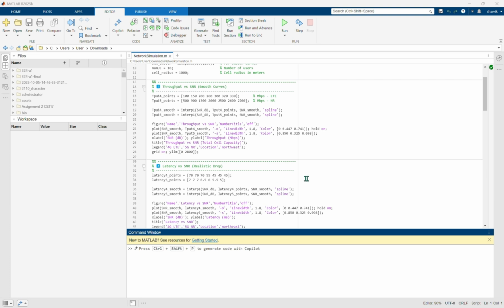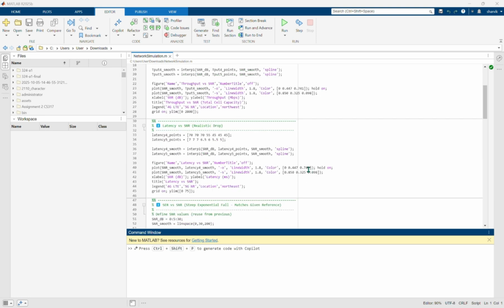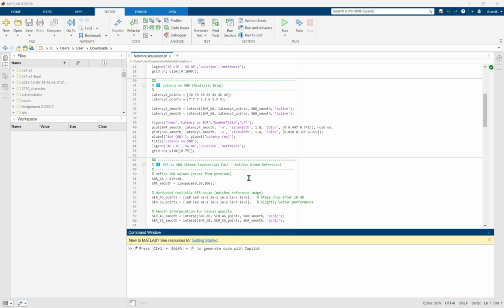The next section models latency versus SNR. For 4G, latency begins around 70 milliseconds and gradually decreases to about 45 milliseconds as the SNR improves, reflecting how a cleaner signal allows faster communication. In contrast, 5G maintains consistently low latency between 5 and 7 milliseconds thanks to its highly optimized radio frame structure and shorter transmission time intervals.